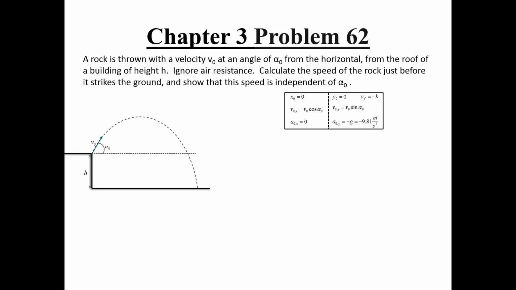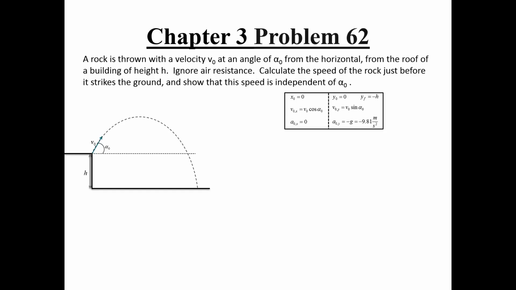We can also define the initial y component of the velocity as the magnitude of the initial velocity times the sine of alpha. We also know that an object in freefall has an acceleration equal to g. We don't have the time it takes for the rock to reach the bottom, and we don't know the horizontal distance that it covers, but that's okay. We don't need them.